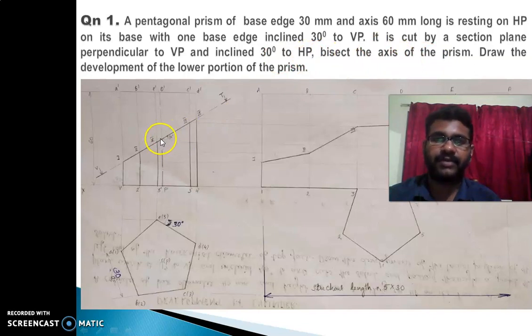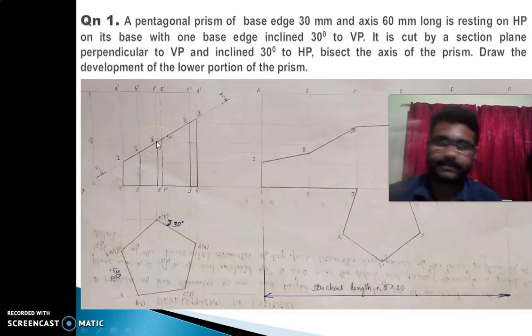So locate the midpoint of the axis, draw a line to this point, and draw the section plane inclined 30° to that line. Complete the section plane and mark the section points. If you start from the left side and mark the section points in order, the first point is on 1A, the second on 2B, the third on 3C, the fourth on 4D, and coming back to the last edge, the fifth point is on 5E.